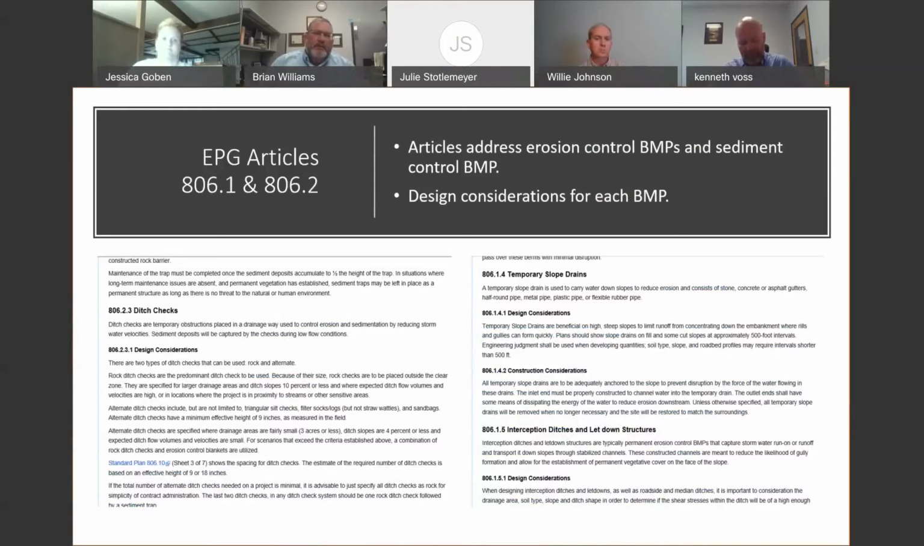So EPG Article 806.1 and 806.2. I know what you see on the screen isn't very legible, but it's really the intent. I just want you guys to see that we have these options out there. We broke the articles up. We provided a design perspective related to 806.1 being erosion control BMPs, 806.2 being sediment control BMPs. And then for each BMP in that section, there's a design consideration and a construction consideration.